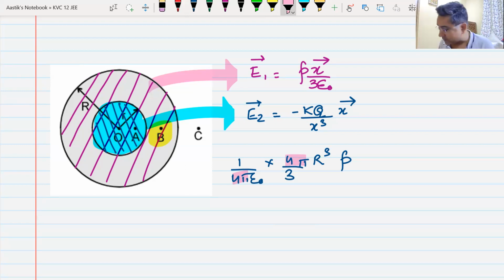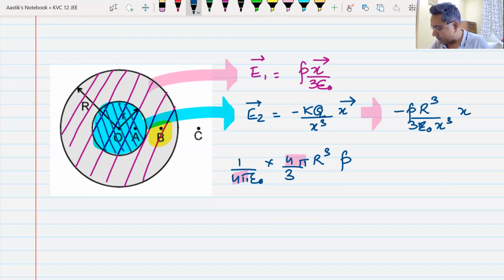And what is that beautiful formula that I'm going to get? Sir, we don't understand it, sir. It's gone above our head, sir. Whatever. What is the beautiful formula? Minus rho r cube by 3 epsilon naught x cube multiplied by x vector. Do we understand this? Yes, it has gone above our head, sir, saying bye bye.